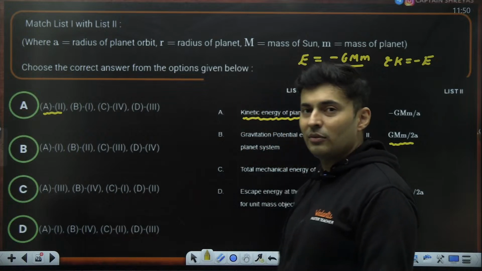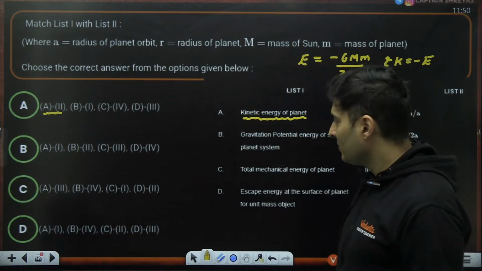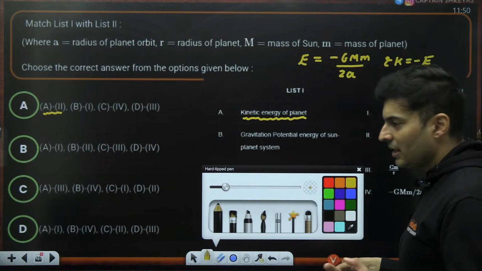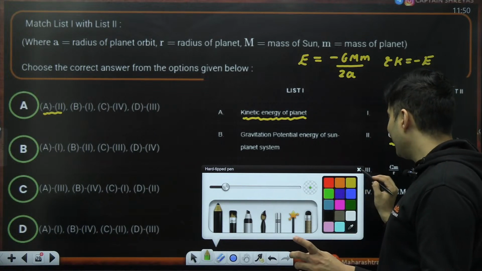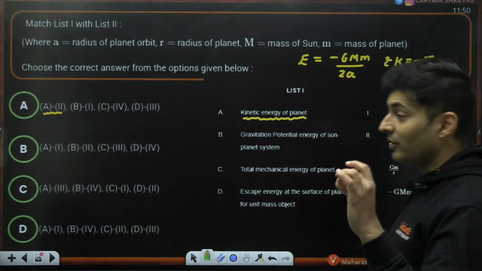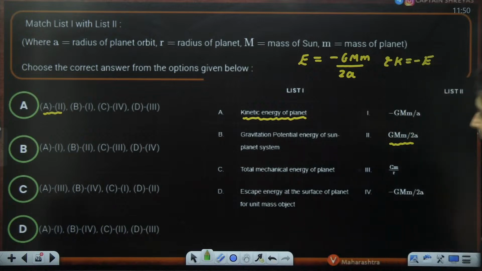So usually in match the following it becomes easy, because you only have to check one of them, or maximum two times. But in JEE Advanced it is not like that. You will have to check it many times, because it is a matrix type and one will match with many things. Anyways, what about B?